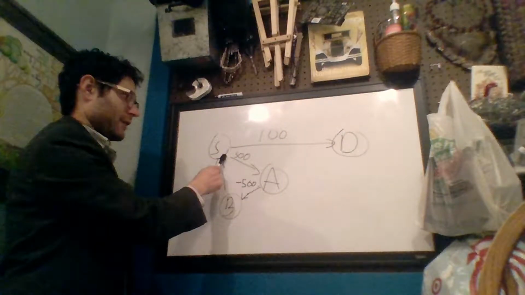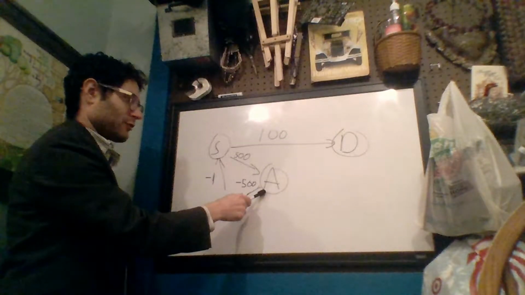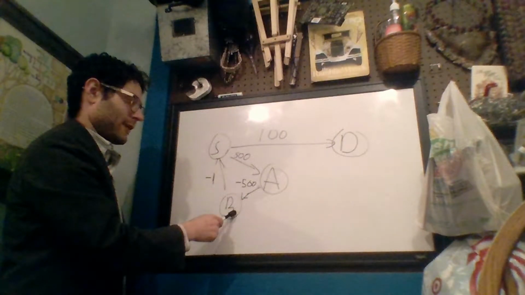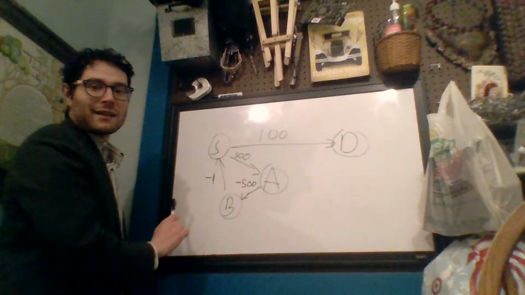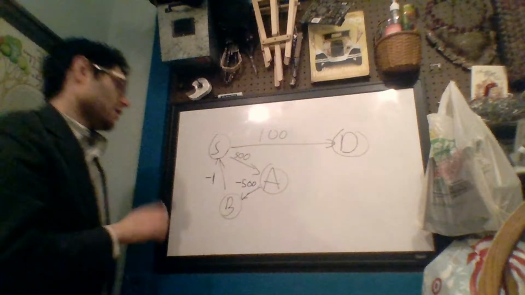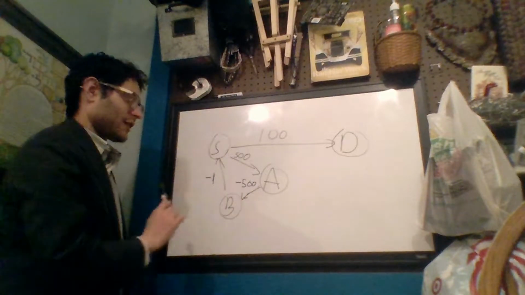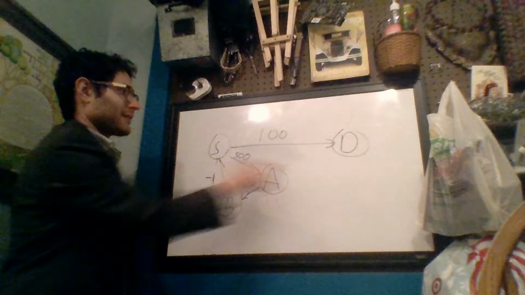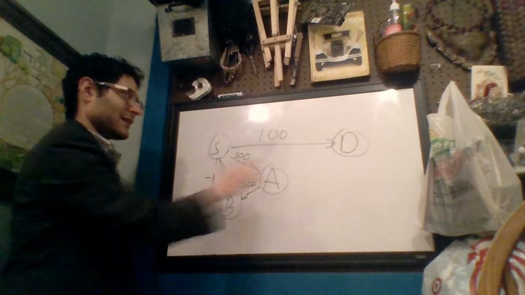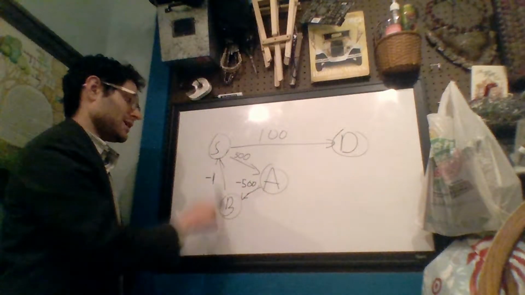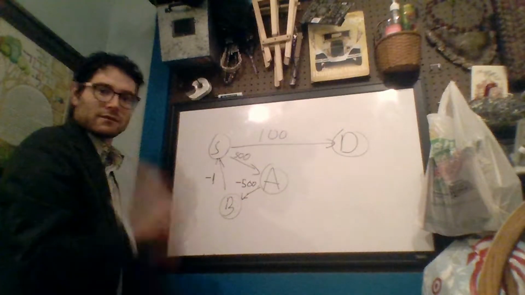cycle, right? If I go from S to A, that's 500, but if I go from A to B, that's negative 500. So those cancel out. And then from B back to S, that's a negative 1 cost, right? So by going around this cycle, we netted negative 1, and now if we go from S to D, we can hit 99 cost from S to D. Now that's the shortest path, S, A, B, S to D, okay?